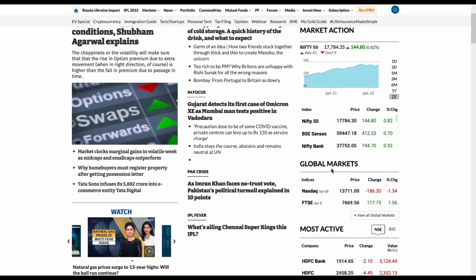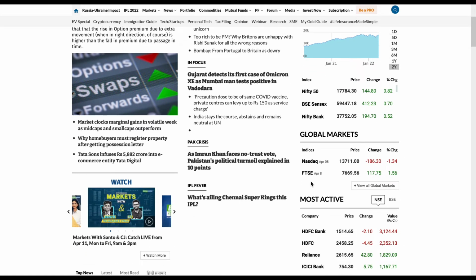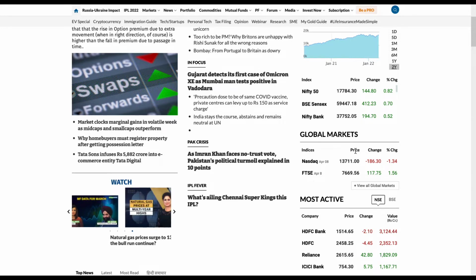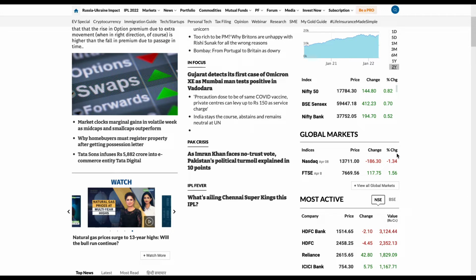Moving on to the global markets. The global market includes all the markets apart from India, such as the US and UK. Here, Nasdaq is the US stock exchange, the FTSE is the UK stock exchange, and again the same thing: the price change and percentage change is shown, according to the timings of the Nasdaq market or the FTSE market. These prices have been updated.